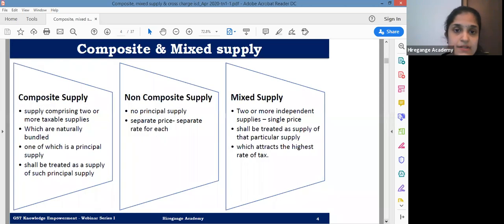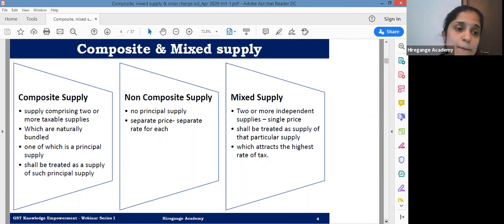Next, I come to the very important concept of composite and mixed supply. Today we are looking in the context of multiple supplies. Multiple means more than one. When there is more than one element of supply which is involved in any transaction, then in that context, we will be looking at what is the GST implication of these kinds of more than one supplies, be it of the goods, be it of the services, be it of both, for which first I will take you through composite supply.